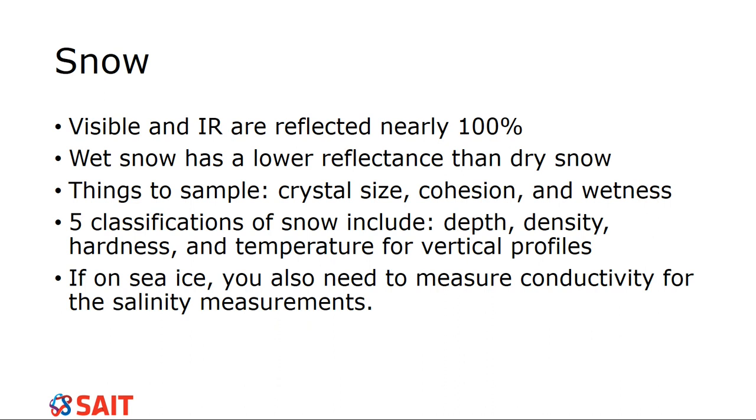So there's 5 classifications of snow. So there's 5 ways to do it anyways. That's based on depth, it's based on density, it's based on hardness, and it's based on temperature. So those are the 4 factors that go into the 5 classifications. So if you're trying to classify snow, those are the 4 things you're definitely going to be measuring.